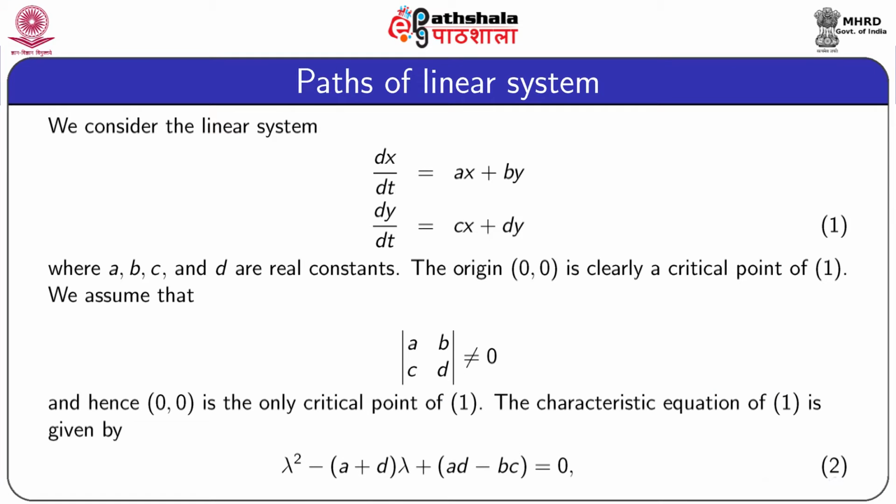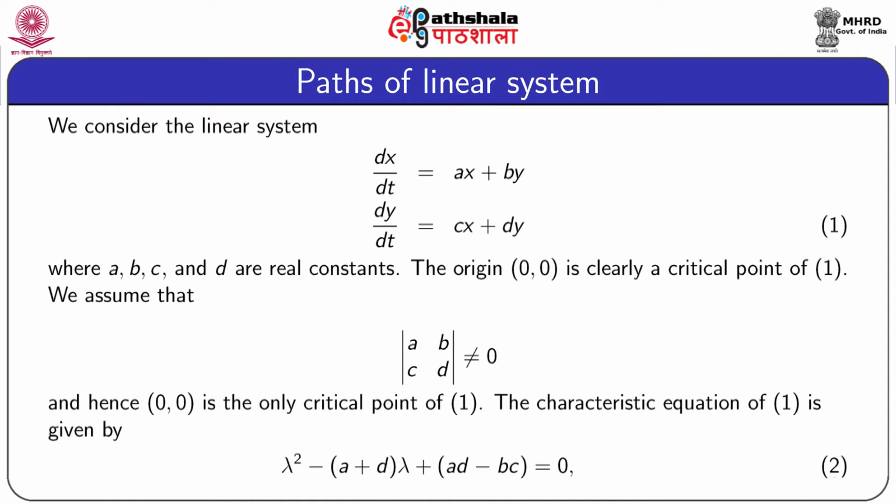In our previous module 2, we have seen the qualitative behavior of the system of differential equations. We have stated a theorem where we have shown that if both the eigenvalues are real and negative, then we get a stable node. In this module 3, we will look into the proof of this theorem. Paths of the linear system.